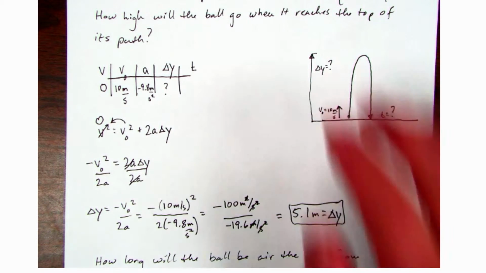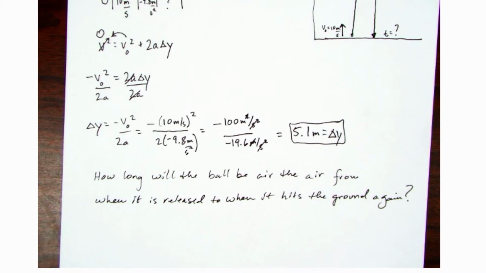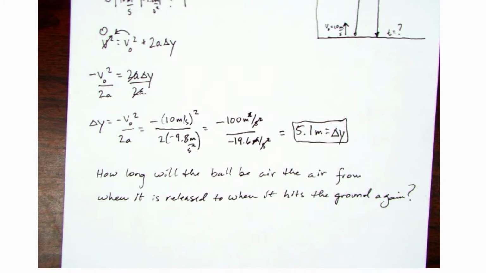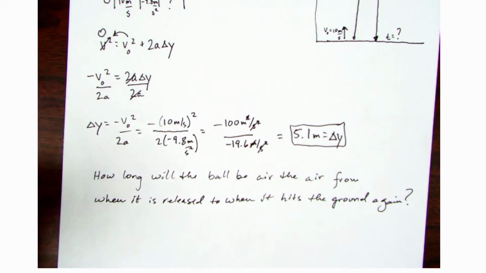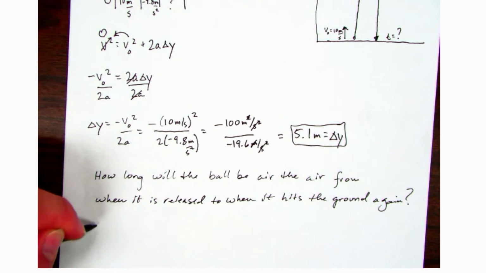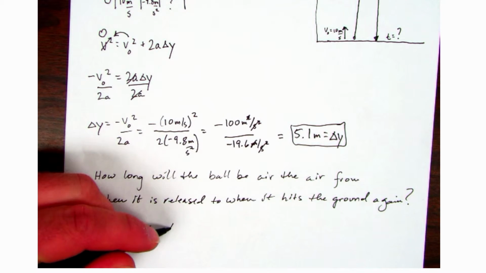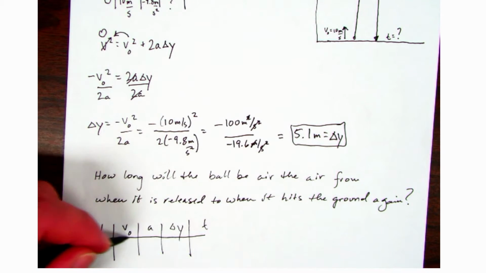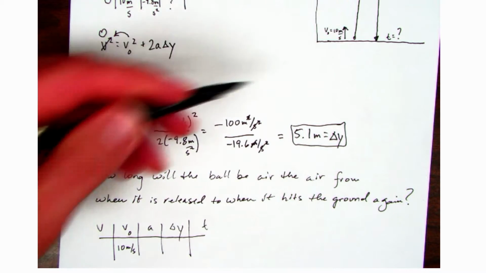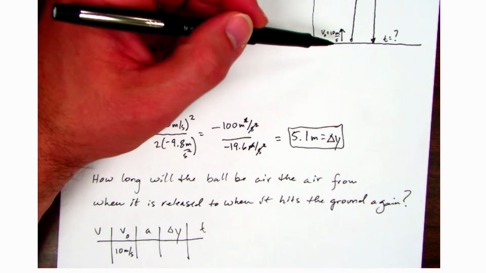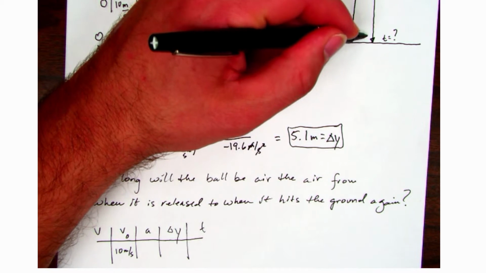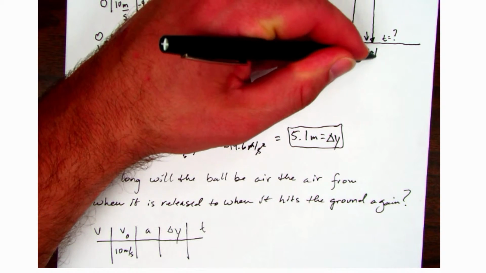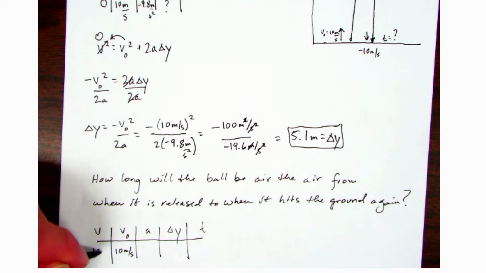Now let's answer a follow-up question here. How long will that ball be in the air from when it's released to when it hits the ground? Okay, so let's make another chart. v, v naught, a, delta y, and t. And now, I know my initial velocity is still 10, but I also know the final velocity. The final velocity is going to be the same as the initial velocity, just in the opposite direction. So that's going to be negative 10 meters per second.